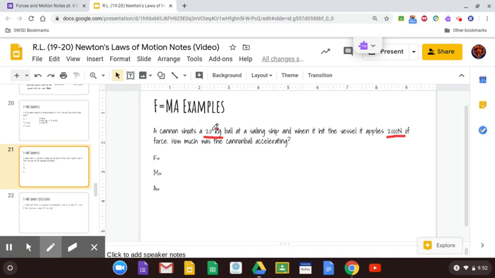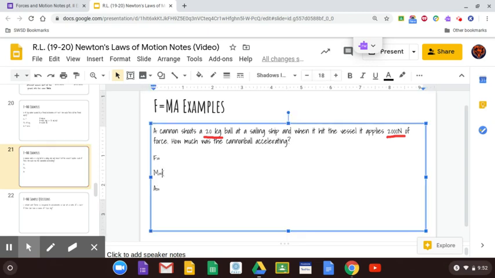Okay, I have 20 kilograms. So now I want to think to myself, which of these matches with kilograms? Is it force, is it mass, or is it acceleration? I think back, oh, it's mass. So I'm going to type in 20 kilograms.